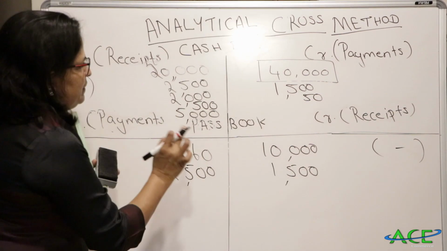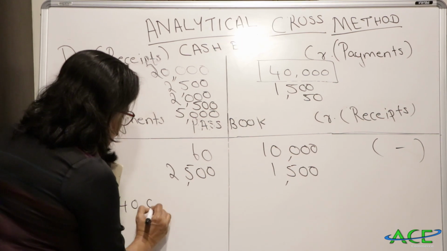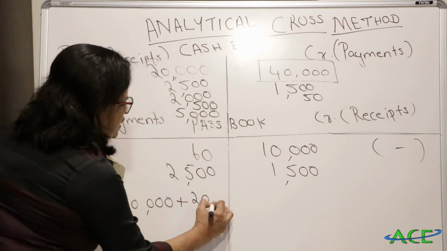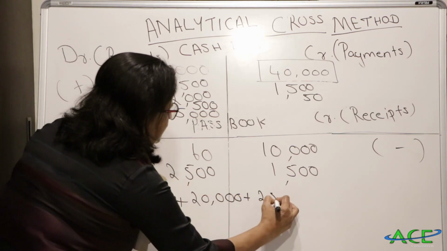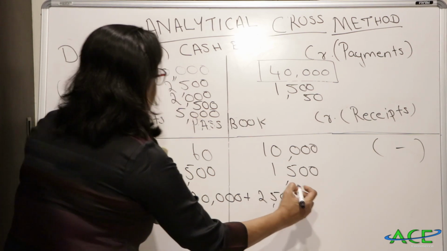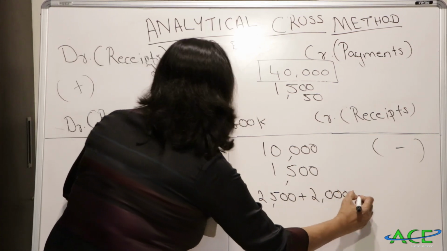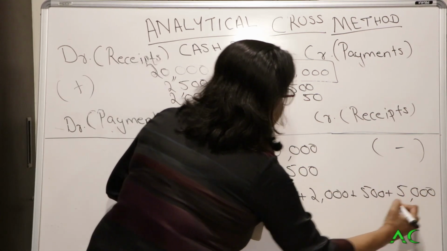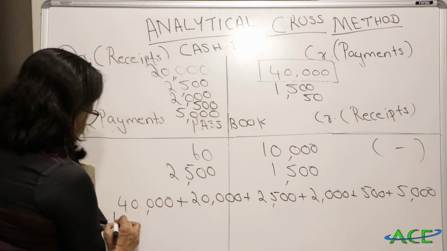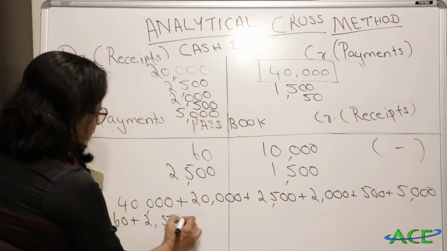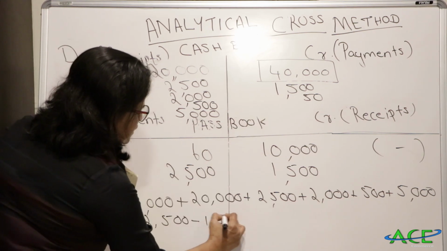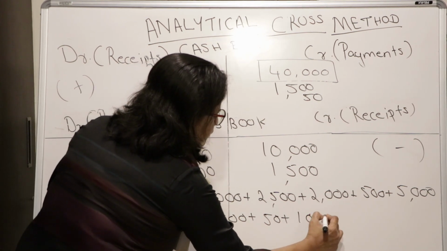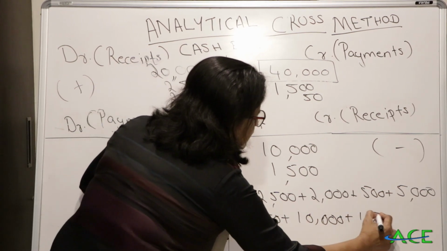So how do you calculate? 40,000 is the overdraft balance. 40,000 plus these values: 20,000 plus 2,500 plus 2,000 plus 500 plus 5,000, plus 60 plus 2,500, minus 1,500, plus 10,000, plus 1,500.